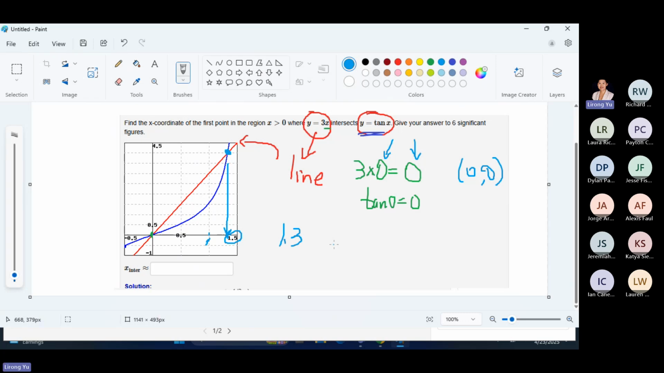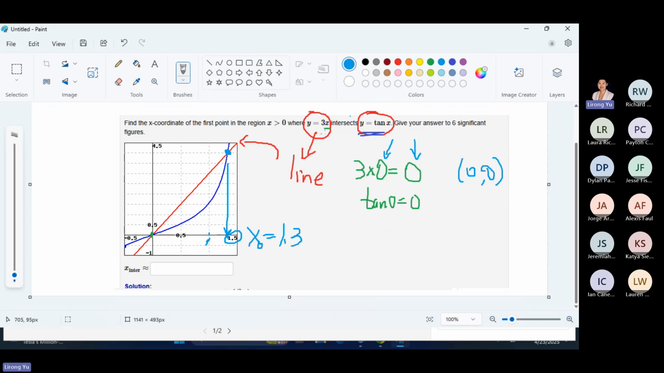We're saying 1.3 is close to the solution if you have the graph. Are we okay there? So that's what we're solving. We're going to start with x0 equal to 1.3. 1.3 is going to be our first answer.